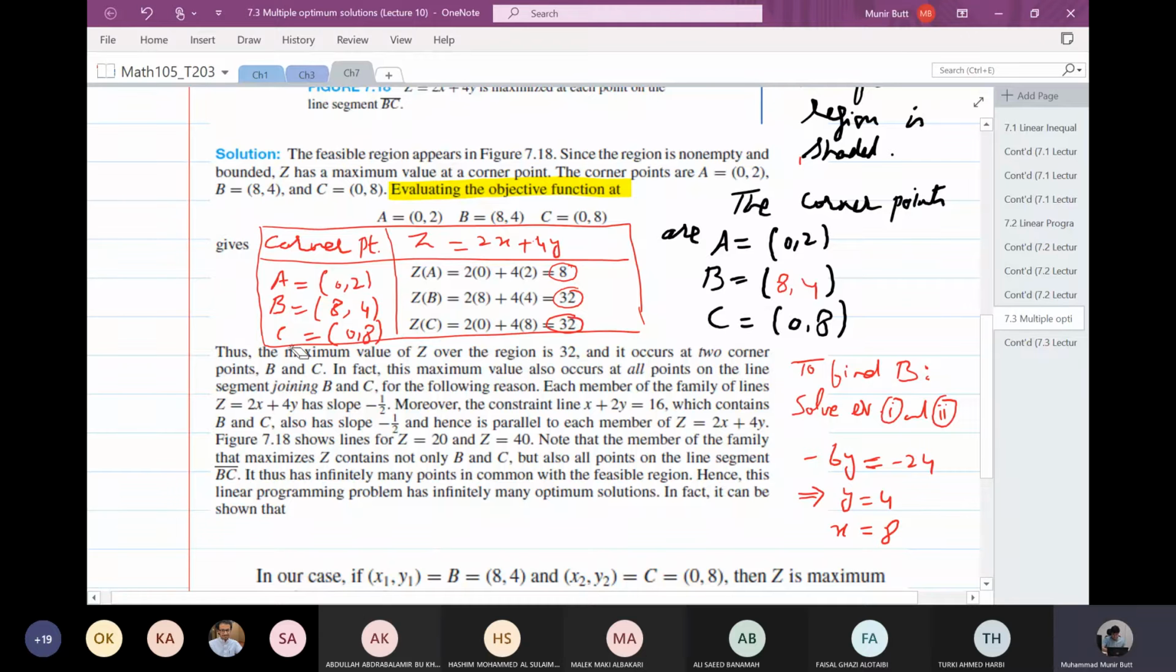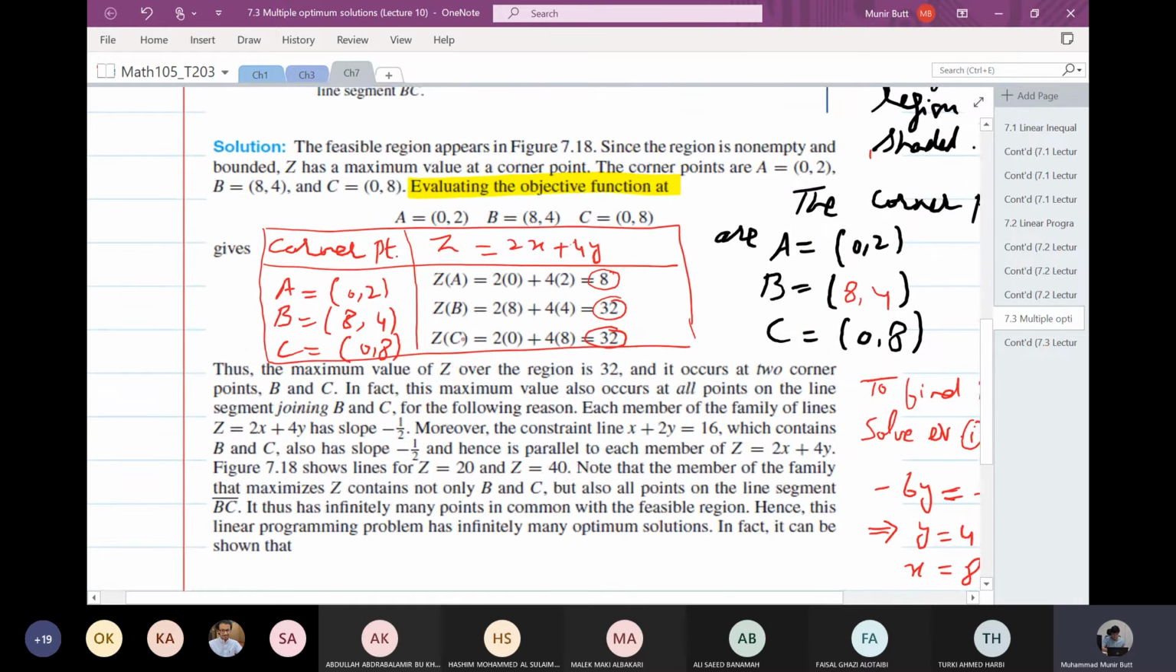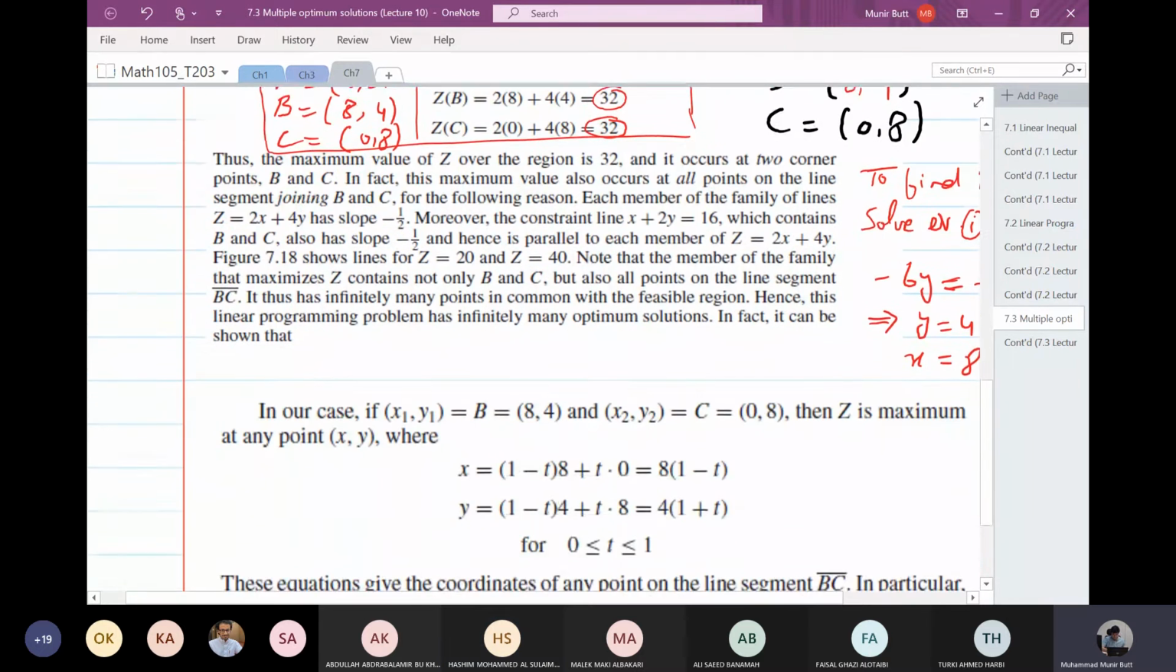Are you with me? Yes, doctor. So here what is the conclusion? We are interested in finding a point for which this z function is maximum. But we come to know that there are 2 points, B and C, for which the answer is the same. So what will be the solution? We put them both in the conclusion. So B and C are both solutions, and the maximum value is the same.